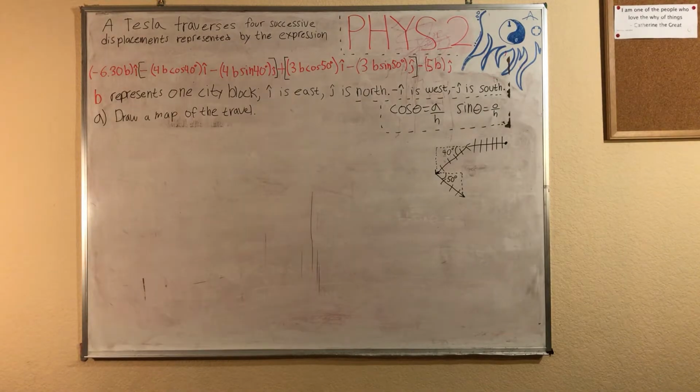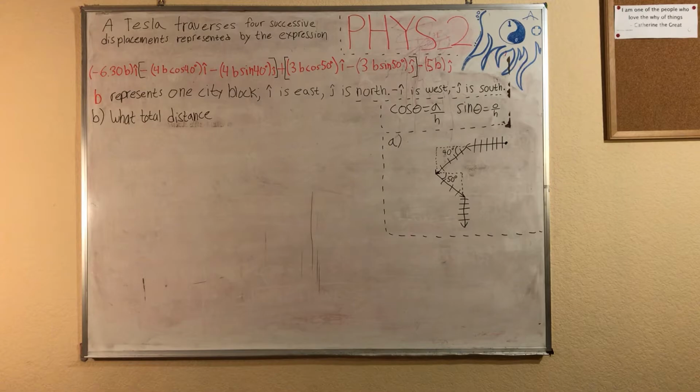Last part of the expression, the vector just goes down south, and mark for 5 blocks. The drawing in part A is complete. Let's move on to part B. What total distance did it travel?